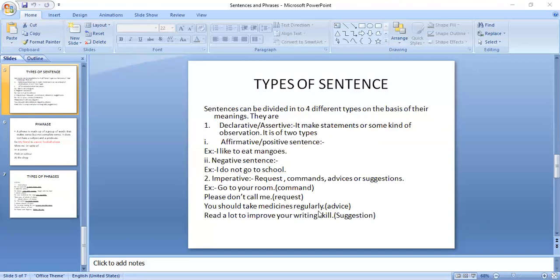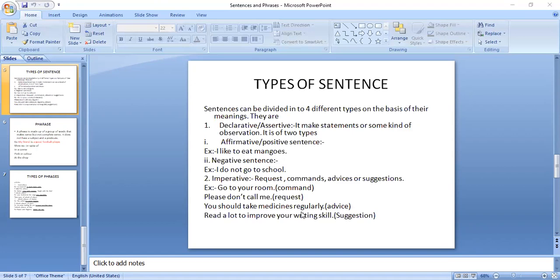Then, you should take medicines regularly. This is advice. If you go to the hospital when you are ill, the doctor gives you advice that you should take medicines regularly. Next, suggestion. Read a lot to improve your writing skill. This is a suggestion. The teacher is giving you a suggestion. So you can ask, what is the difference between advice and suggestion?